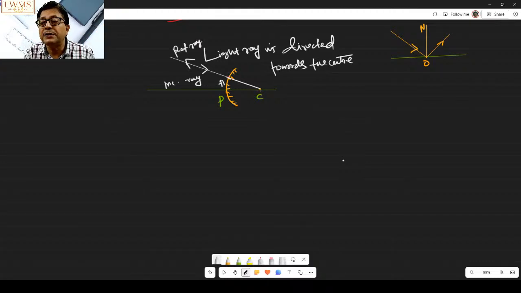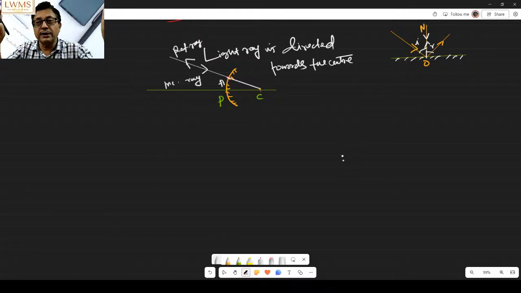In case of a plane surface, if you send a ray in this manner, then as I told you, it will follow the same path in the backward direction. This is a plane mirror. Law of reflection obeyed. Regular reflection we are taking. This is I, this is R. In case of a spherical mirror, a ray sent towards the normal will retrace the path backward. Clear? This concept you should keep in your mind. But if the ray is not going towards the normal, then what will happen? That case is very interesting.